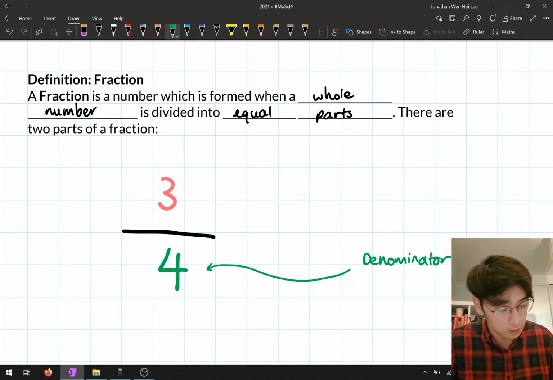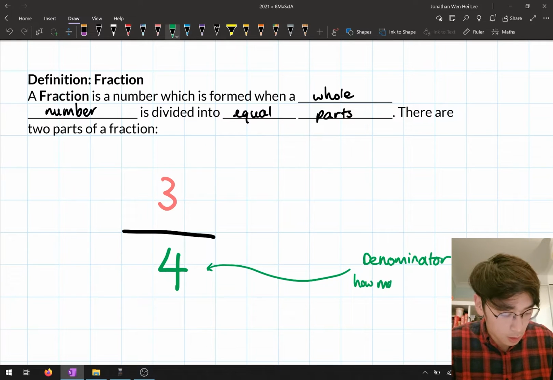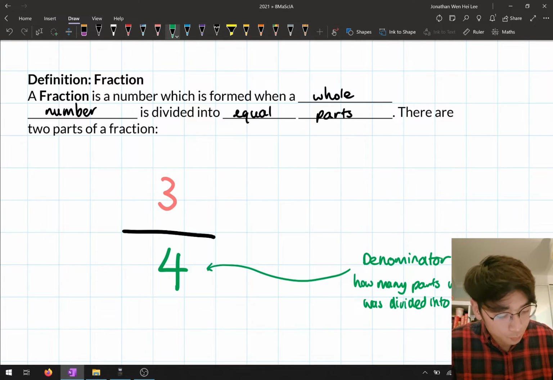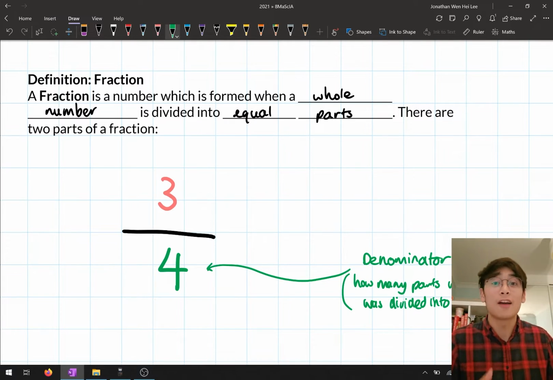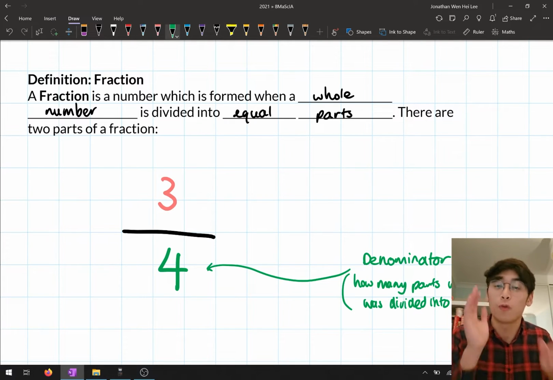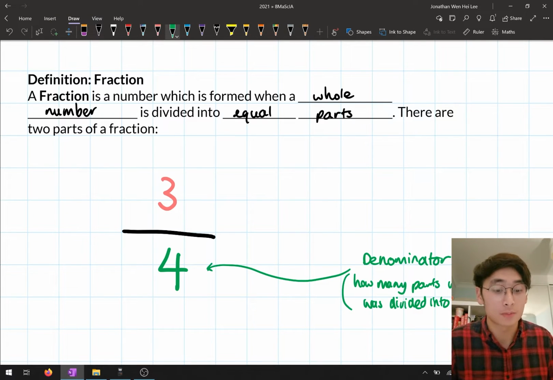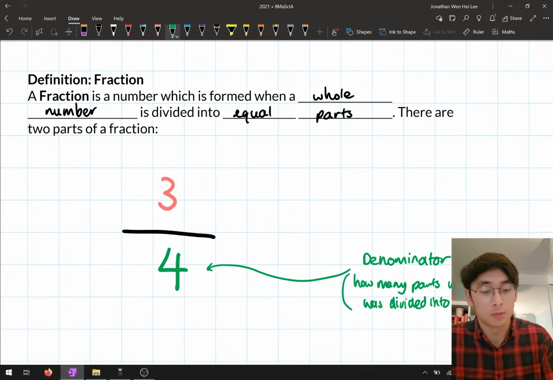Now this tells me how many parts the whole was divided into. This 4 tells me that I took a whole and I divided it into 4 parts. Okay, so that's our denominator. It tells me how many parts we've divided into.